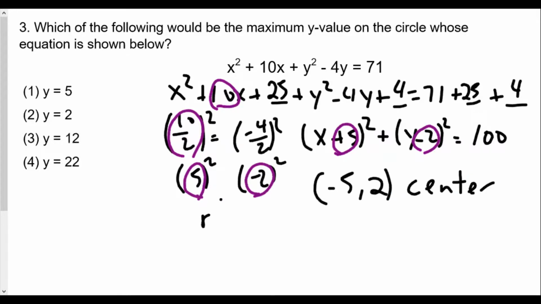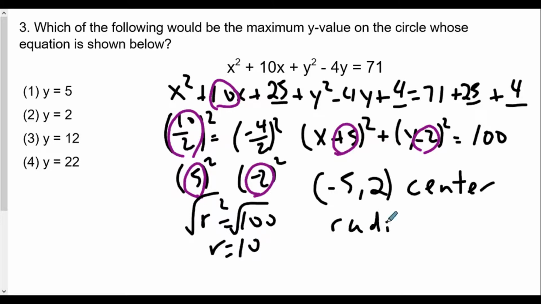And if r squared is equal to 100, square root of 100 is equal to 10. So our radius is 10. So what it comes down to is this: why are we going to do it this way? Well, our center is negative 5 comma 2.